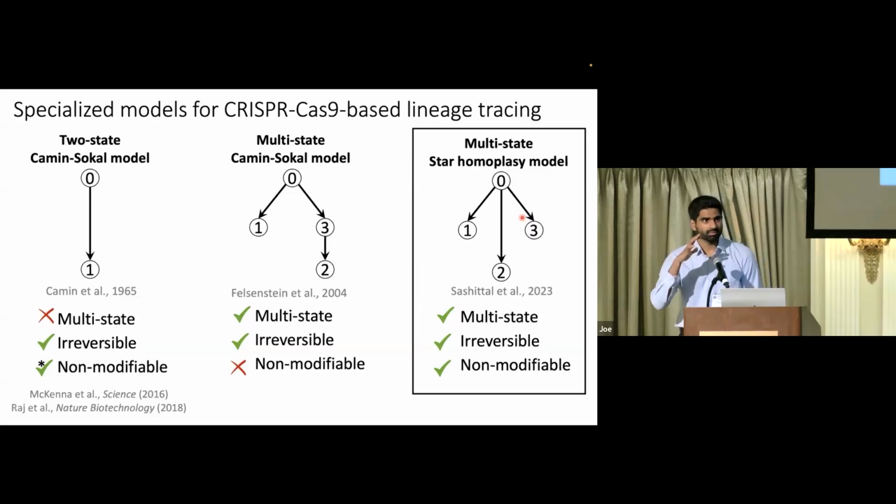The way we describe these models is using state transition diagrams. So these diagrams are basically directed graphs where nodes are telling you the different states and edges are telling you what kind of state transitions you are allowed to have in the process. So this is what we call a star homoplasy model because the state transition diagram is a star tree and it has all the right properties. So now that we have formally described this model, let's think about how we can use this model to build the cell lineage tree.